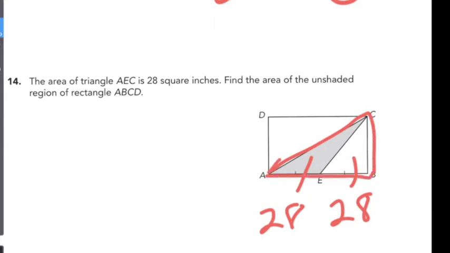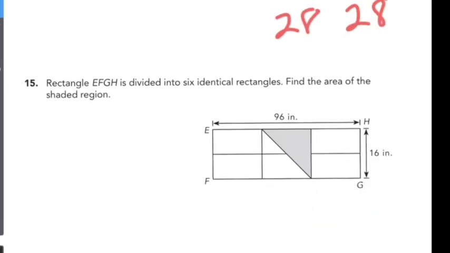So what you need to find is the unshaded region. You don't need this region; you want these two then. All right, number 15, the rectangle EFGH, that's a big rectangle, is divided into 6 identical rectangles. Find the area of the shaded region. So we have to find the triangle there.